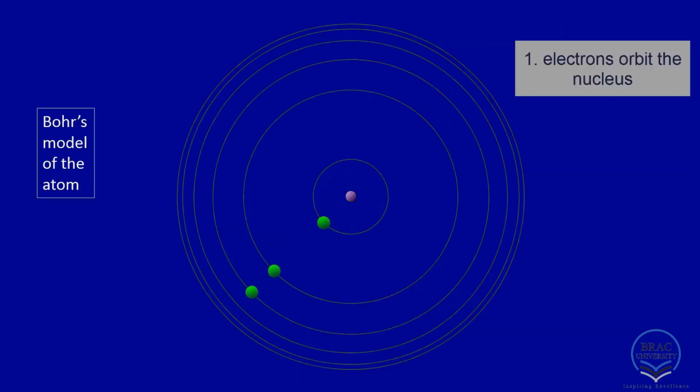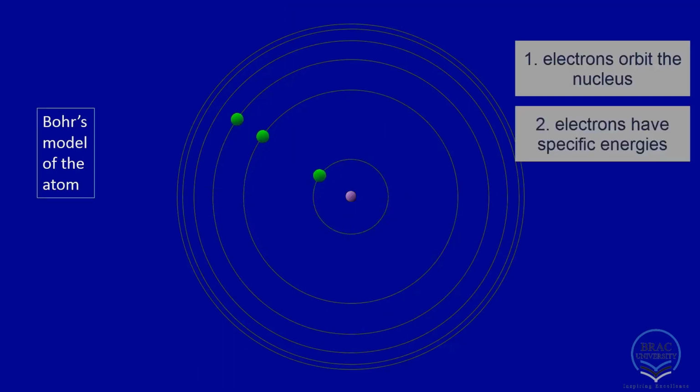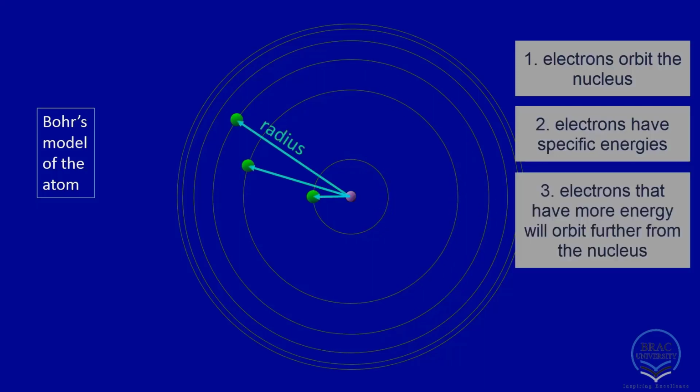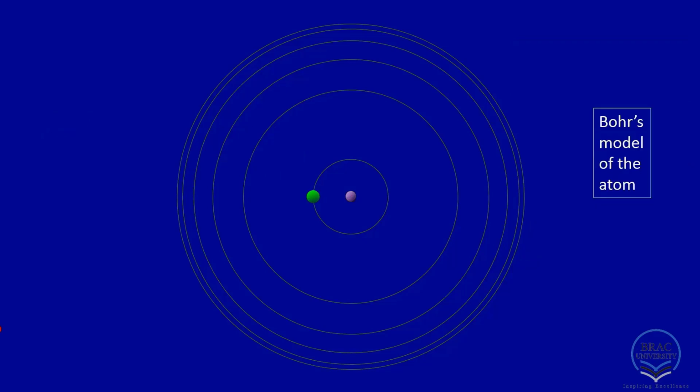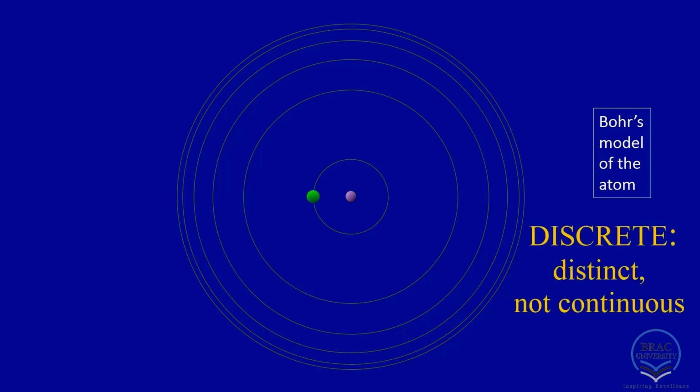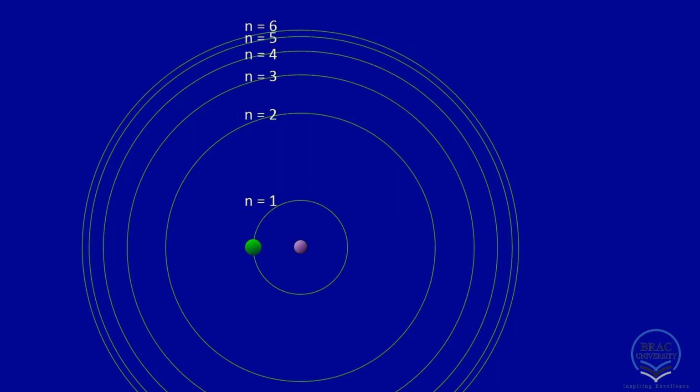According to Bohr's atomic model that we will be talking about soon, the electrons orbit the nucleus, and these electrons have specific energies. The higher the energy, the larger the radius of the orbit. According to Bohr's model, if an electron moves from a higher orbit to a lower orbit, it will radiate some energy or photon. This energy will be discrete, that means distinct, and not continuous. That means the spectrum won't be continuous, it will be distinct. Bohr represents those energy levels or orbits with n, where n equals 1 means the first shell or orbit, n equals 2 means the second shell or orbit, and so on.